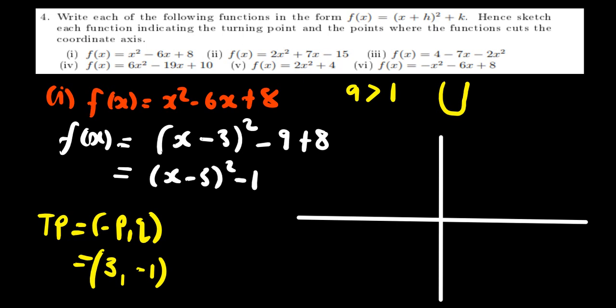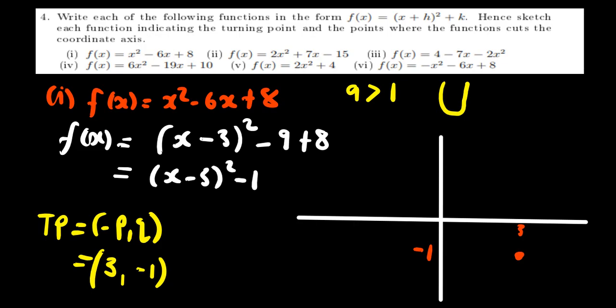Okay, so the only thing that we have here is a turning point, 3 comma negative 1. Let's say negative 1 is here, and 3 somewhere there, so therefore maybe our turning point will be there. Then what else do we need to find? We also need to find if it cuts the y or x axis.